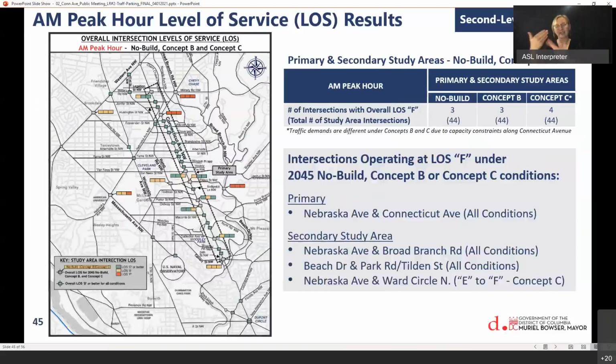We're just going to quickly provide, at a high level, the results of our analysis. This is the AM peak hour for the primary and secondary study area. Looking at the table, it shows that 3 to 4 intersections of the 44 are operating at level of service F. The intersections of note would be Nebraska and Connecticut Avenue, Nebraska Avenue and Broad Branch, Beach Drive and Tilden Street, and then Nebraska and Warren Circle North. Next slide.